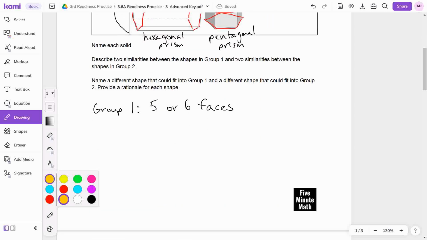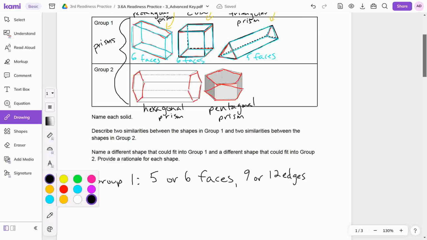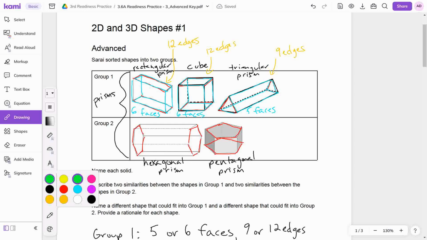So I can say I've got 9 or 12 edges. And let's just look at one final thing. If you wanted to, you could have described the vertices. 1, 2, 3, 4, 5, 6, 7, 8. So I've got 8. They're corners, but the technical term is a vertex. So when we describe more than one, we call them vertices. I've got 8 here. So I can say 8 vertices.